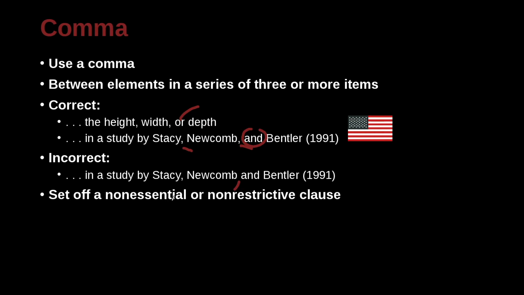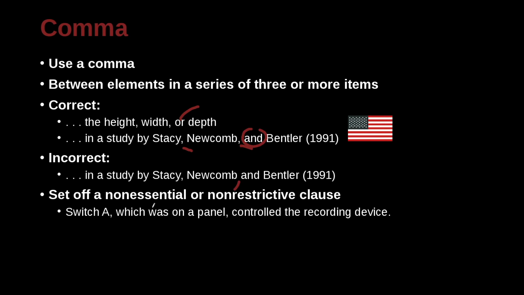You use a comma to set off a non-restrictive or non-essential clause. So, for example, switch A, comma, which was on a panel, comma, controlled the recording device. So the easy way to think about this is if you have a phrase like here, which was on a panel. This is describing something. If you can cut this, remove it, and now read the sentence without it: Switch A controlled the recording device.